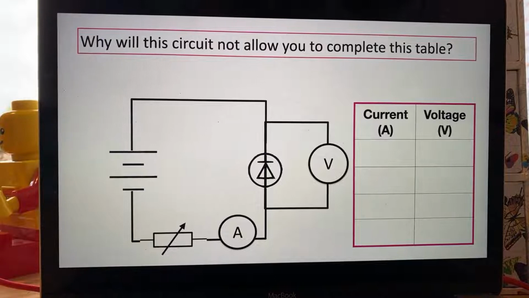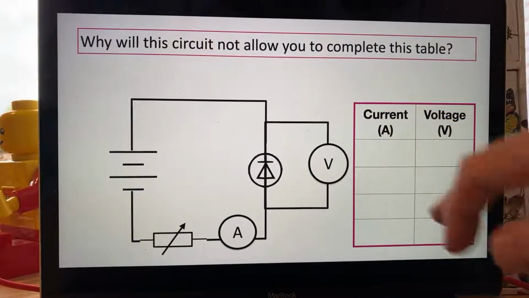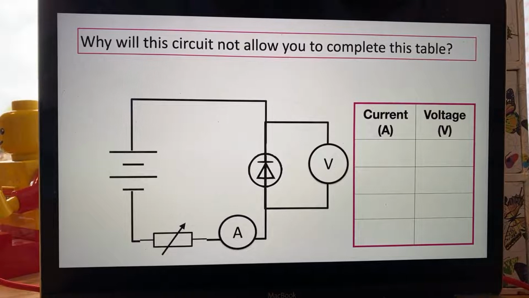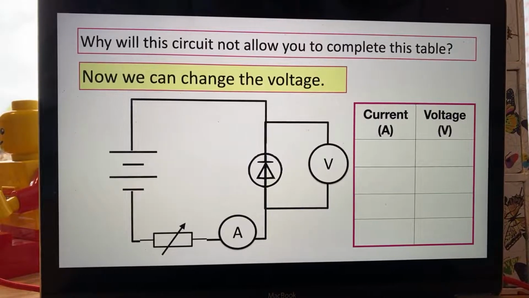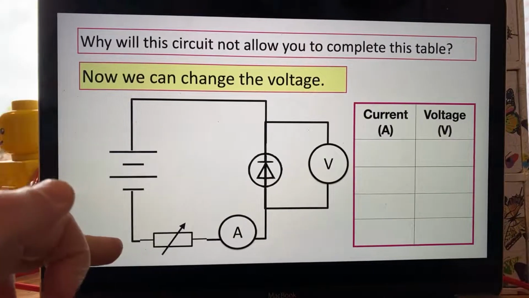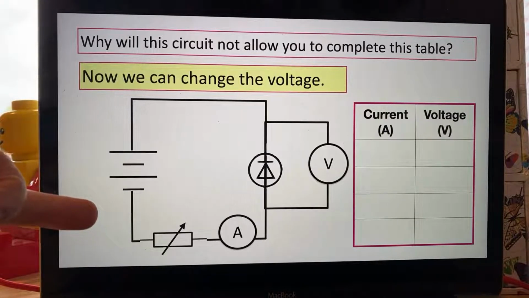Here we go. Now, will this circuit allow you to complete this table? No, it won't. Why not? Well, we can change the voltage now. You could get quite complicated here, couldn't you? You could have a little think about why changing the resistance of that resistor changes the voltage. Do you know that? You've got an LED, you've got a diode, right? A component in a circuit with 6 volts over it. Why will putting a resistor in that you can change the resistance by sliding it, why will that change the voltage?